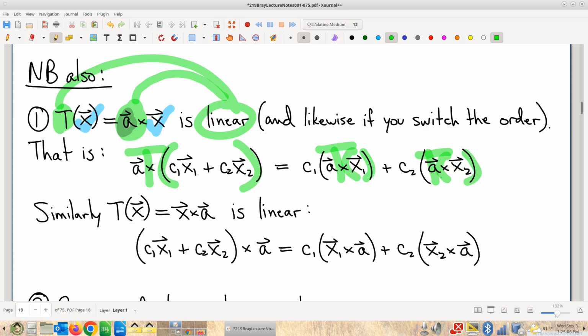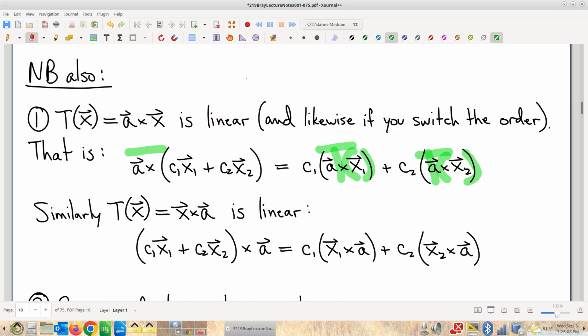It works on both sides, by the way. The way I wrote it here, it looks cooler on the page when you have the fixed vector A on the left, because that's how we write what functions look like. We write it on the left. It's just the way we do things. But if you do it on the other side, if the action of crossing with A is on the right, that is a different function. But that, too, is also linear.